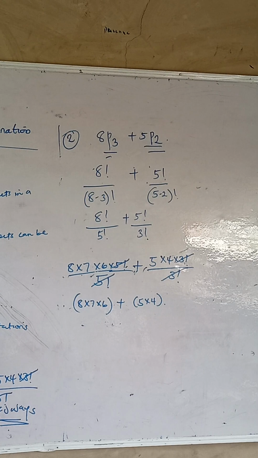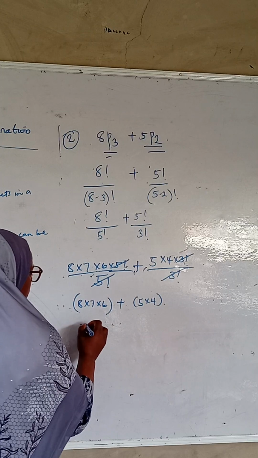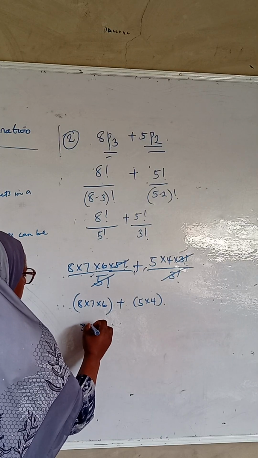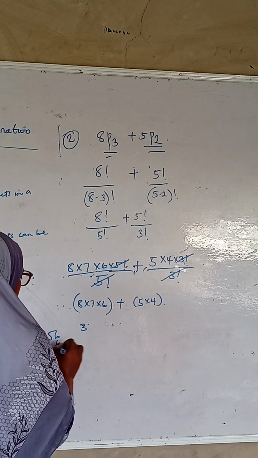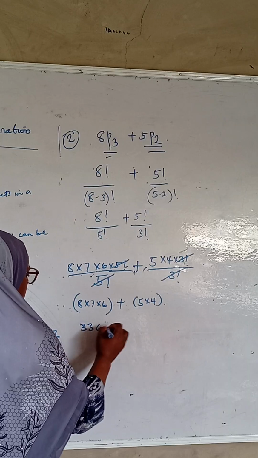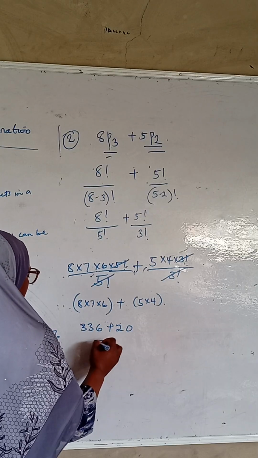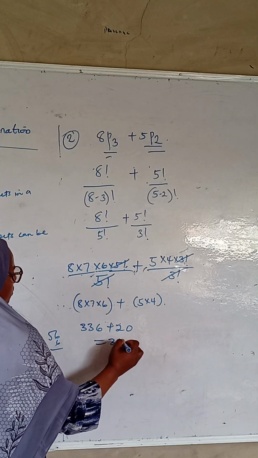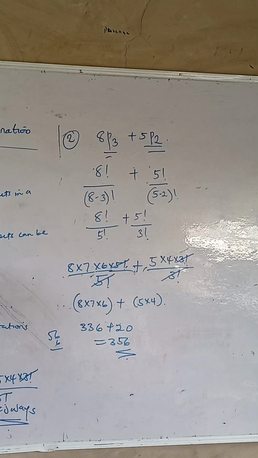8 times 7 times 6. What do you have? 56 times 6 will give us what? 300 and... it gives us 336 plus 20, right? And that will give us what? 356. I hope that is clear.